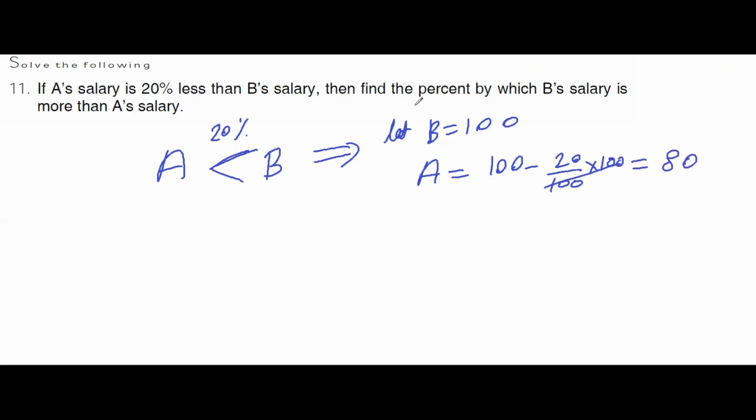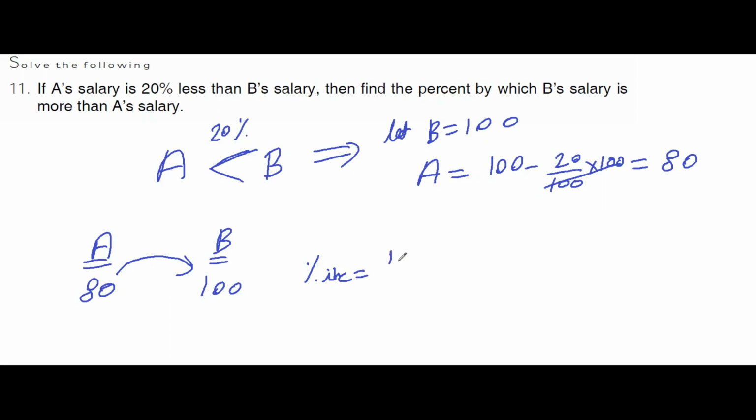Then what it says? Then it says find the percentage by which B salary is more than A salary. Okay, B salary is more. So I am going to write A here, B here. A salary is what? 80, and B salary is 100. So what percentage is it? Is more. That's what I need to find. So percentage increase I need to find. What is that? Change in the salary divided by original.